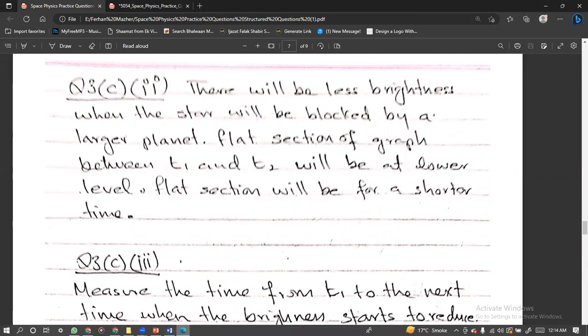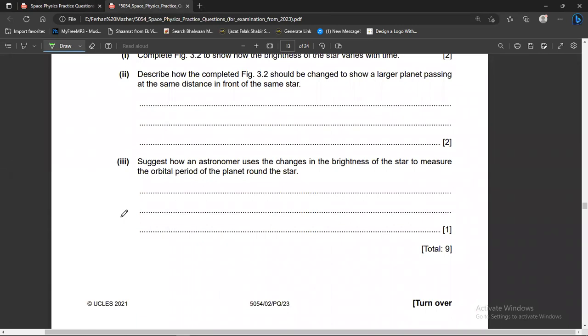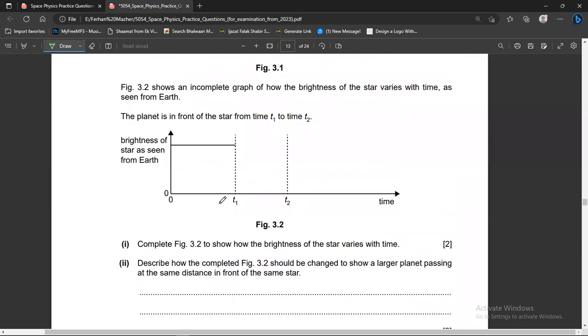Second part, we will check the marking scheme as well. But okay, let's go to the next part. It says, suggest how an astronomer could use the changes in the brightness of the star to measure the orbital period of the planet around the star. So how will they find it? It is a 1 mark question.